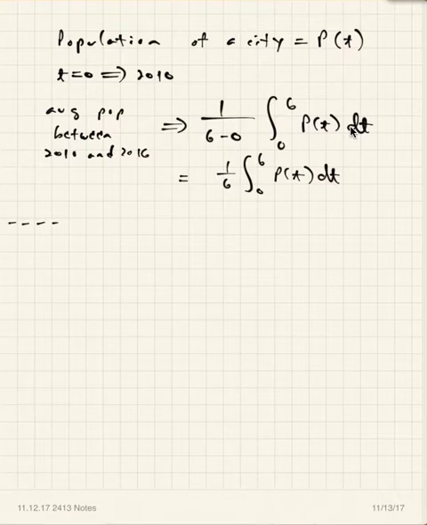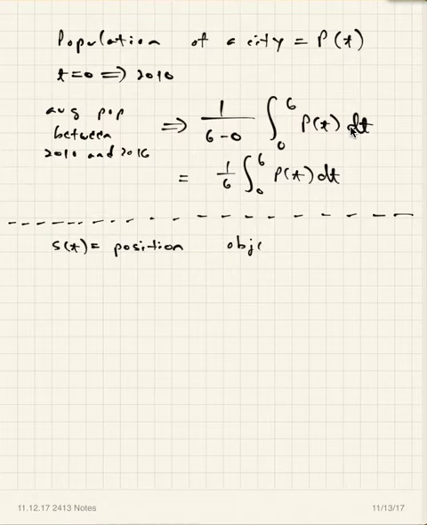All right, final application. We're going to talk about position and velocity. So remember that position is given by s of t, right? If you're talking about an object that's moving on a horizontal line, s of t gives its position, and we know that s prime of t, the derivative of position, gives us velocity.